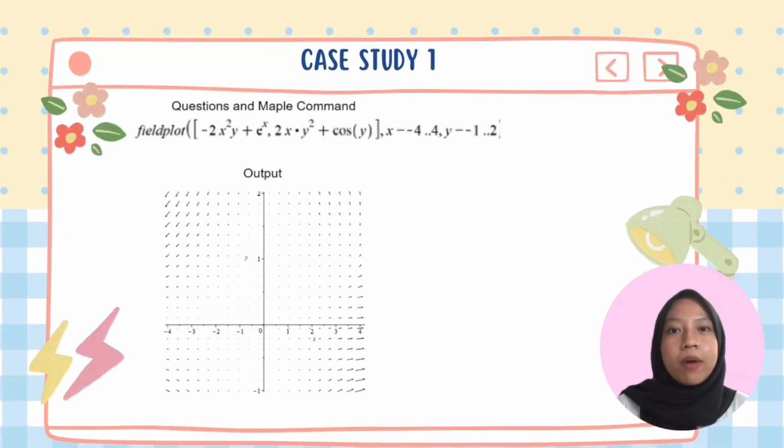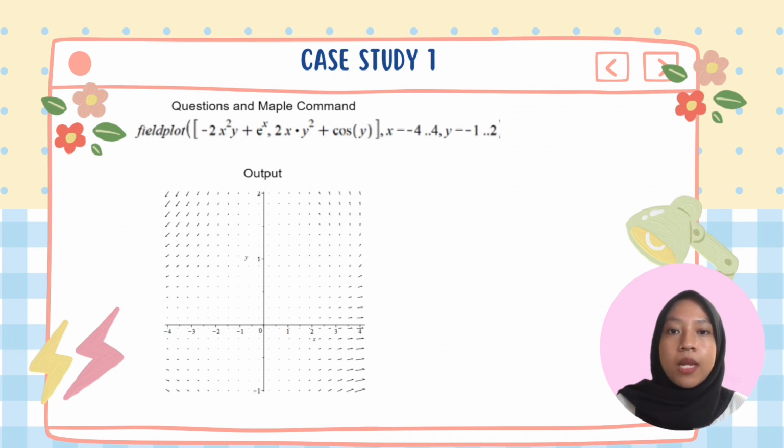Next, we move to the command fieldplot of negative 2x squared y plus exponent x, 2xy squared plus cos y, with x equal to negative 4 to 4, and y equal to negative 1 to 2. This command generates a visual representation of a 2D vector field over the specific range of x and y. Here, the equation defines the x and y components of the vectors at each point in the plane.